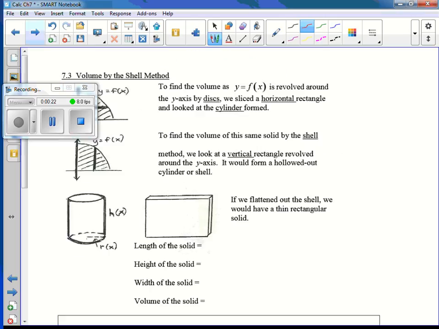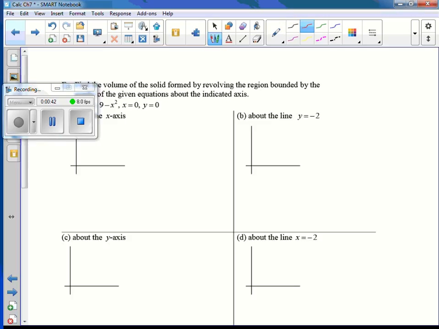I'm going to jump to the shell method. Okay, we're not going to do the shell method this week. Reason being, it's on your calendar for next week. But even when we do it, we're only going to do it for a day because, to be honest with you, it's not really tested on the AP exam. The other reason is that you can actually find the volume of everything using the DISC method.